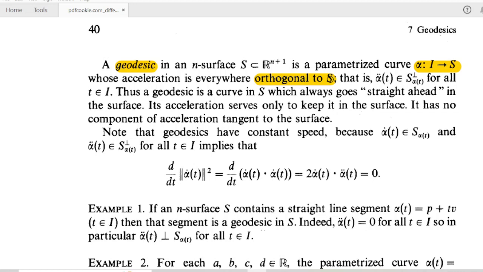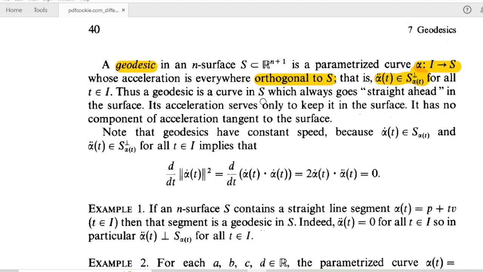Acceleration means, alpha is our parameterized curve, the acceleration is alpha double dot. So alpha double dot at every point on the surface belongs to S alpha of t perp. We know what S alpha of t is: it is the tangent plane at alpha of t. So S alpha of t perp means all the vectors that are perpendicular to the tangent plane. So alpha double dot belongs to S alpha of t perp for all t belongs to I.